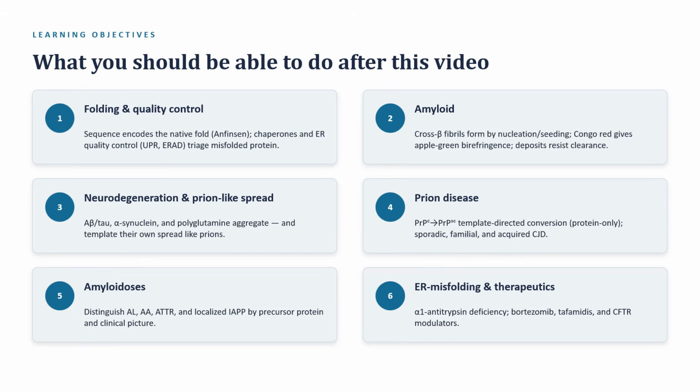Fourth, explain the prion mechanism itself. Fifth, distinguish the different amyloidoses by the protein that forms them. And sixth, use alpha-1 antitrypsin deficiency as a model of ER misfolding disease, and understand the drugs that target proteostasis. Keep these 6 in mind. Every in-class question maps to one of them.